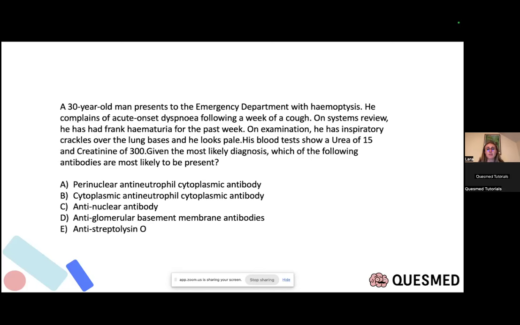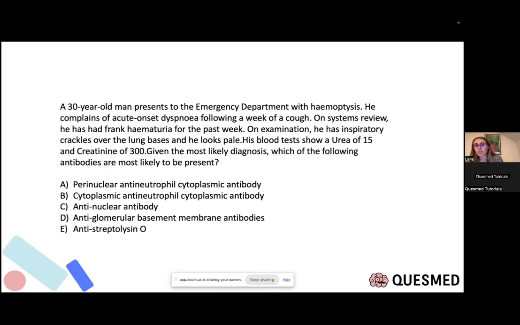So this is a 30-year-old man who presents with hemoptysis. He has had acute onset shortness of breath following a week of a cough. He's also had frank hematuria for the past week. Makes me wonder why he didn't come in sooner. But anyway, on examination he has inspiratory crackles over the lung bases and he looks very pale. His blood tests show a urea of 15 and creatinine of 300. Given the most likely diagnosis, which of the following antibodies are present? So this is a 30-year-old man who's presented with hemoptysis and he's got pulmonary renal syndrome.